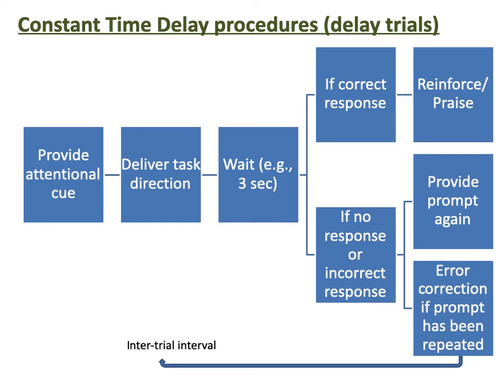If your student does not respond at all within that 3 seconds, wait for the 3 seconds and provide the prompt again so the student can make a correct response. If your student makes an incorrect response within that 3 seconds, you provide the controlling prompt right away to correct the error so your student can make a correct response.